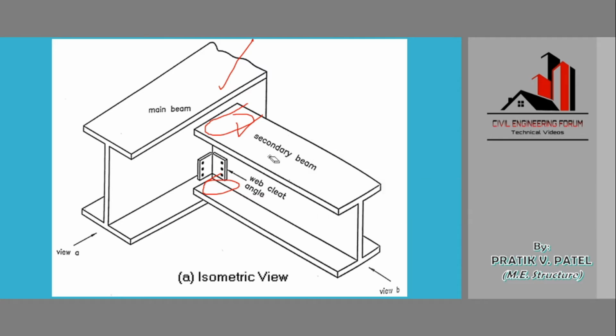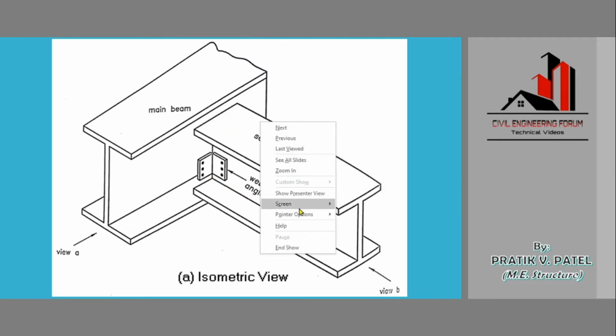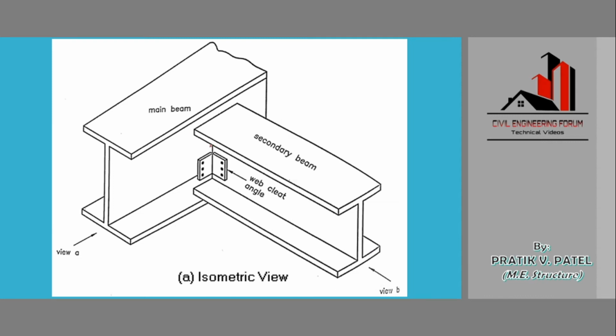Here, some distance is kept between both the webs. Here the secondary beam reaction is transferred by shear and bearing from the web of the secondary beam to the web bolts and to the angle cleats. These are then transferred by the cleat angle to the bolts of the web of the main beam. This is our main beam. This is our secondary beam.